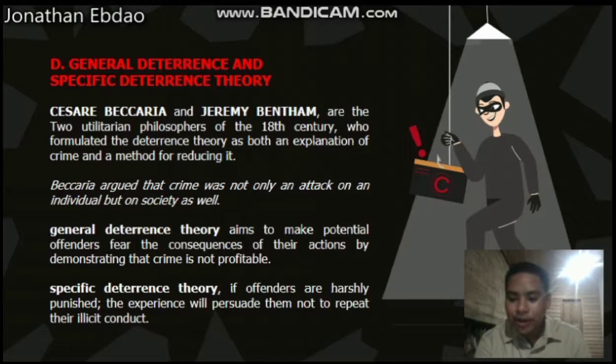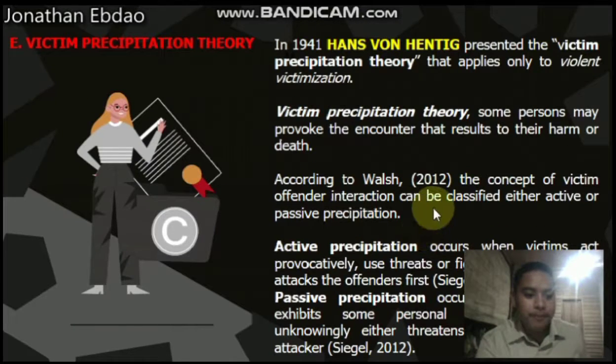It emphasizes potential offenders and the fact that violators must face severe, fast and certain punishment. It also manifests social deterrence, which is aimed at potential offenders. It has two kinds of deterrence theory. General deterrence theory aims to make potential offenders fear the consequences of their action by demonstrating that crime is not profitable. Specific deterrence theory holds that if offenders are harshly punished, the experience will persuade them not to repeat the illicit conduct. And the next one is the victim perception theory.